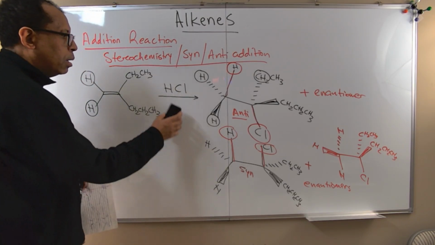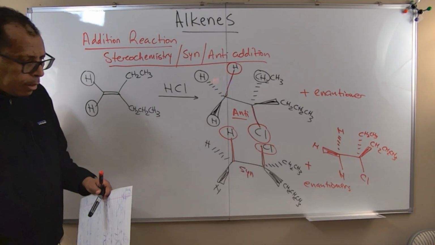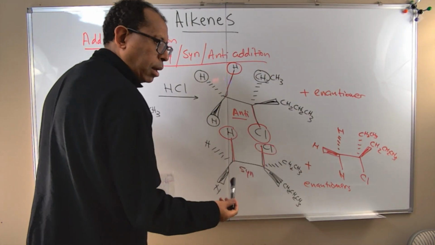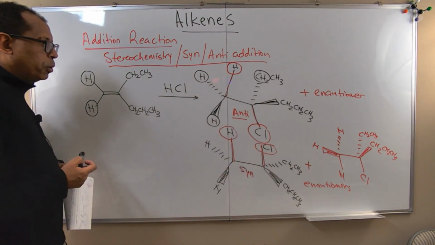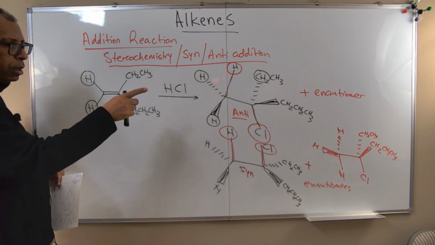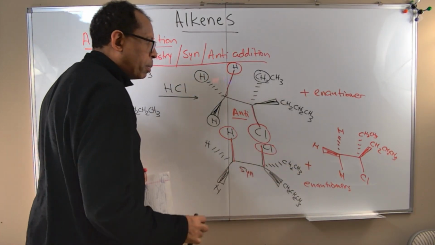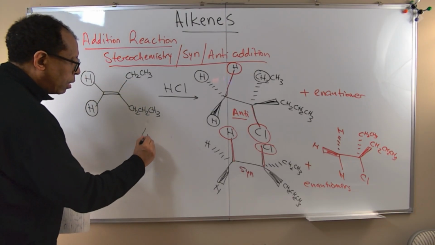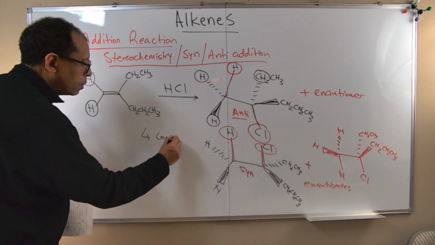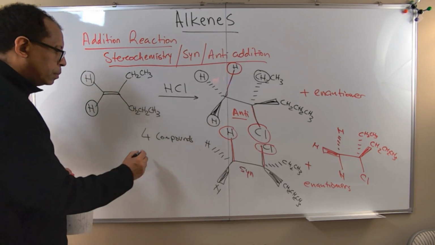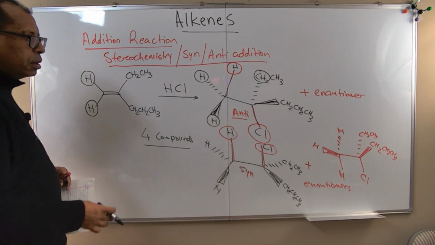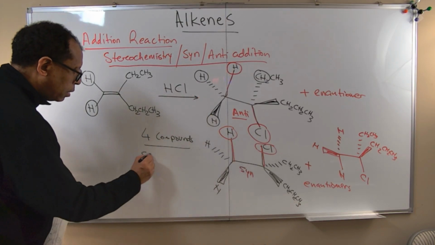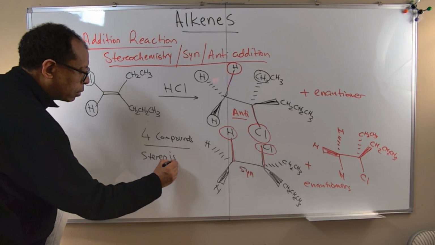This is just to show you that HCl can add in anti or syn, but the anti and syn additions can also produce stereochemically pure enantiomers. So these are enantiomer pairs, these are enantiomers. So this gives you 4 compounds. The relationship is stereoisomeric compounds. These are stereoisomers.